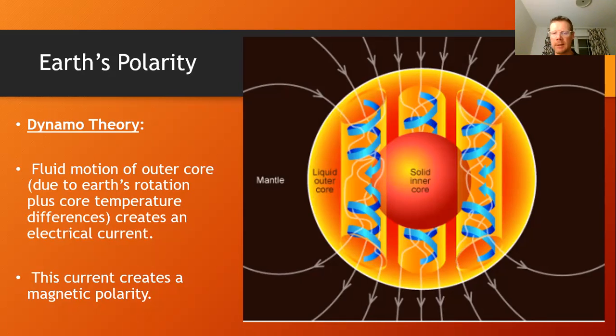So the inner core is solid, but the outer core is liquid. And because the Earth rotates, it creates fluid motion, and that fluid motion of molten metal in the outer core creates an electric current that creates a magnetic polarity in the Earth. That's the theory called the dynamo theory.